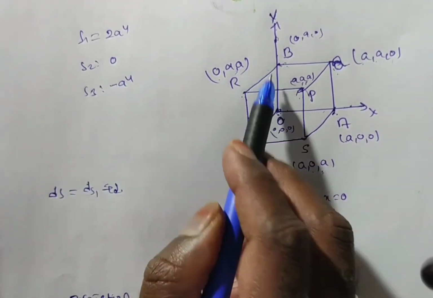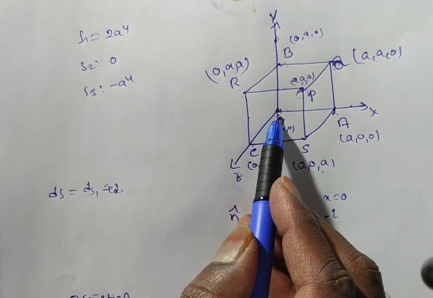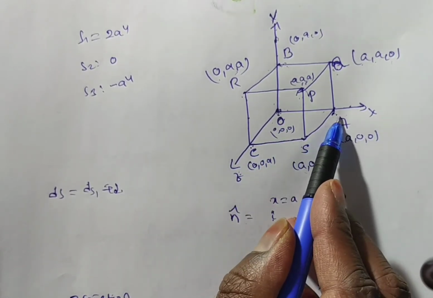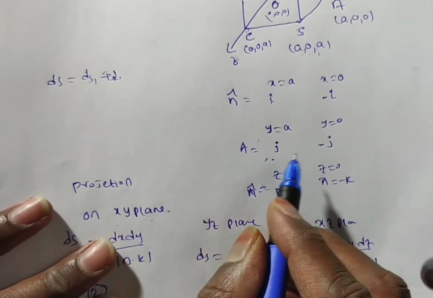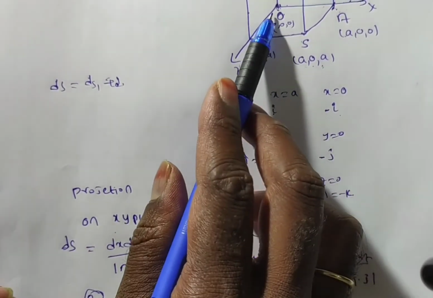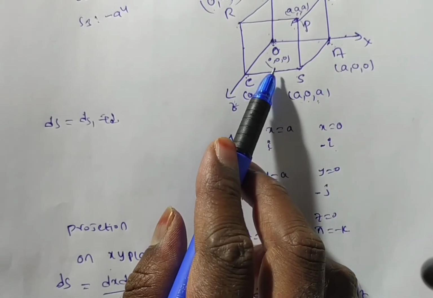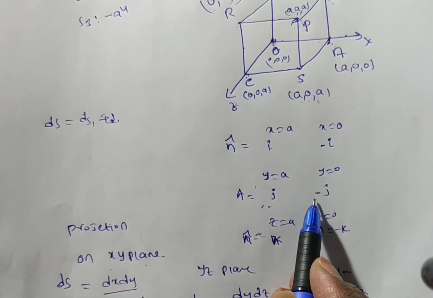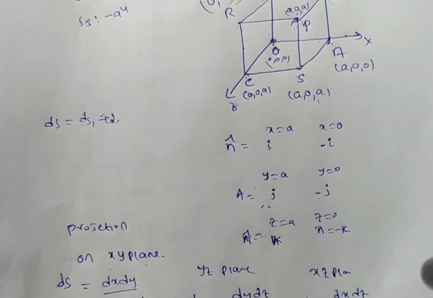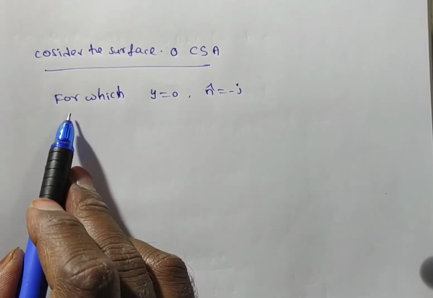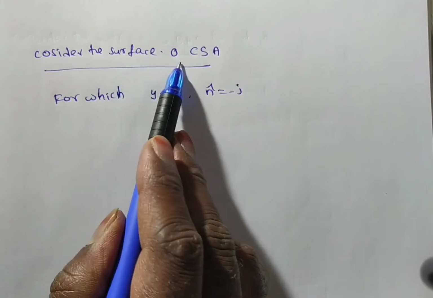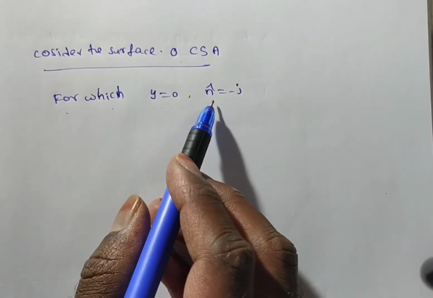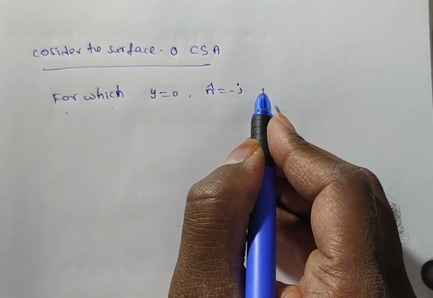Along the y axis upwards is over. Now downwards, you see what you have: the surface OCSA. At OCSA, what is the y value? At the origin the y value is 0, and it is in the negative direction, so the unit normal vector will become minus j. So I have written clearly: consider the surface OCSA for which y is equal to 0 and n cap is minus j, negative direction, that is why.